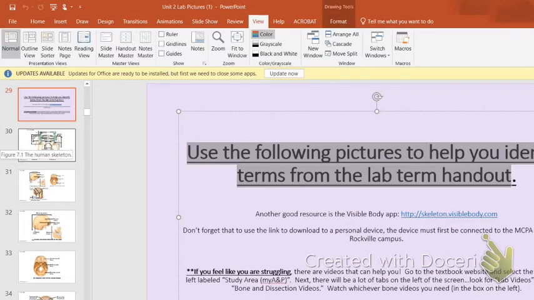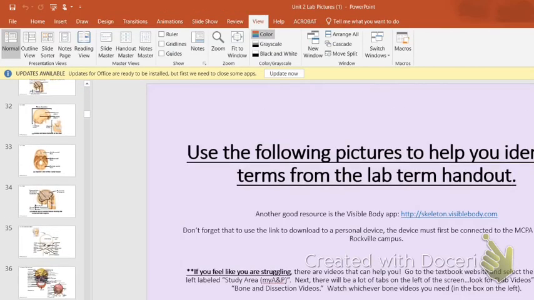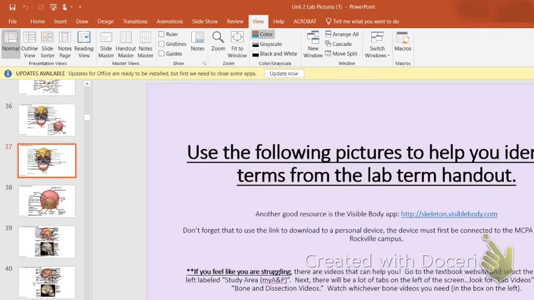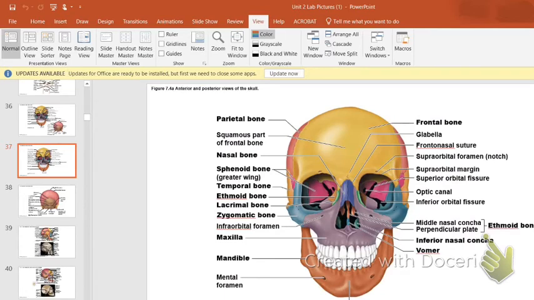What that means is that I'm not expecting that you necessarily memorize every single word on every single picture. That means you're scanning through here for pictures that are going to help you with identifying things from that lab term handout. So as I'm scanning through here, I may see some things that I don't need to know. Especially, a lot of these things listed under the frontal bone are not on that lab term handout.